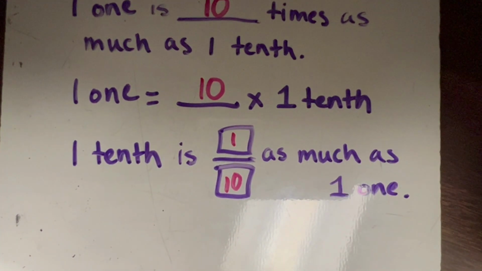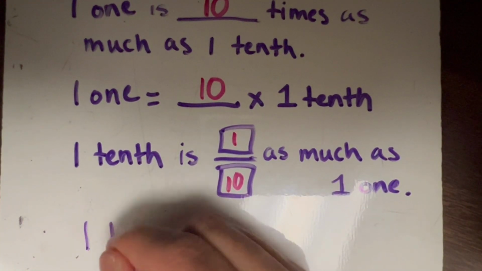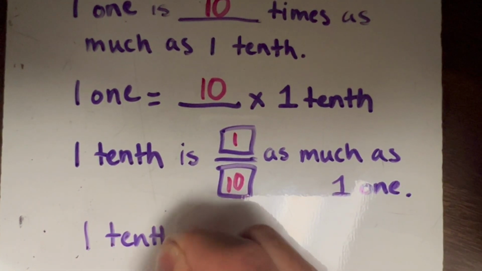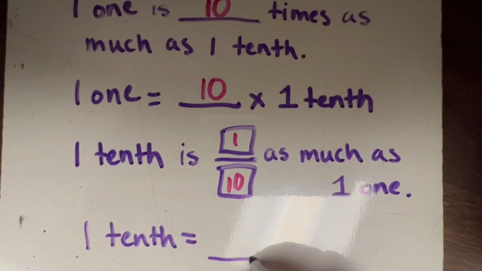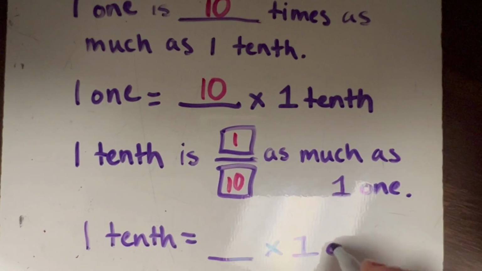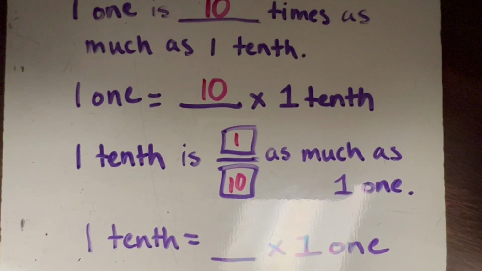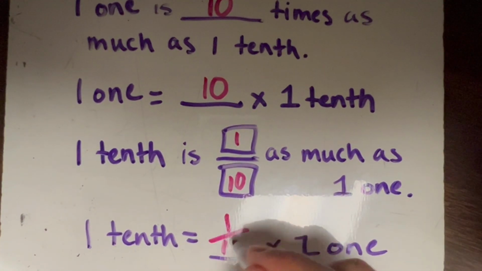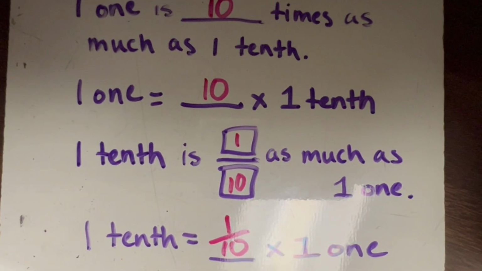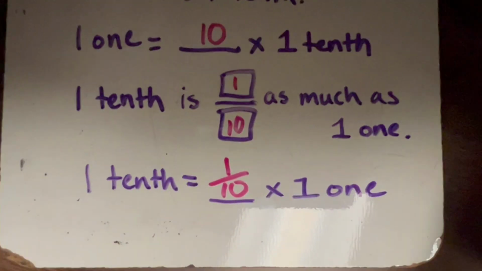And the last thing you're going to write is 1/10 equals blank times 1. And you're going to write 1/10 again. All right, I'll let you guys catch up. Scooch this down a little bit.